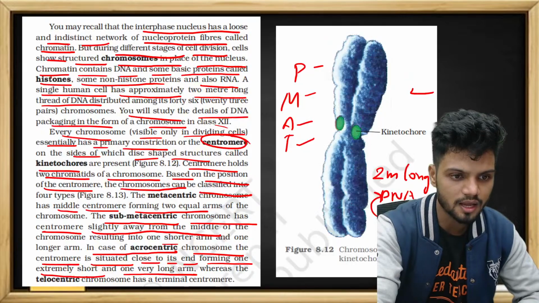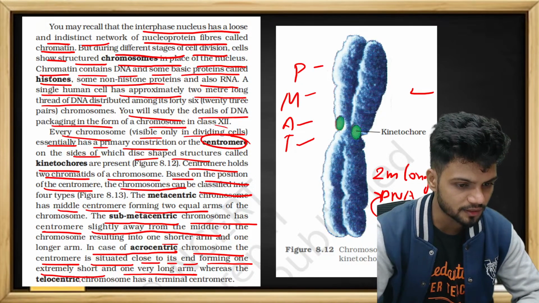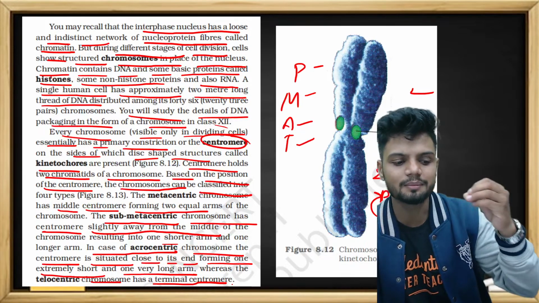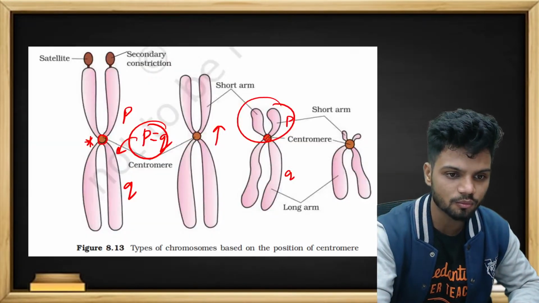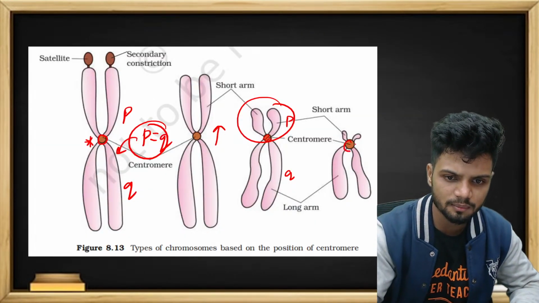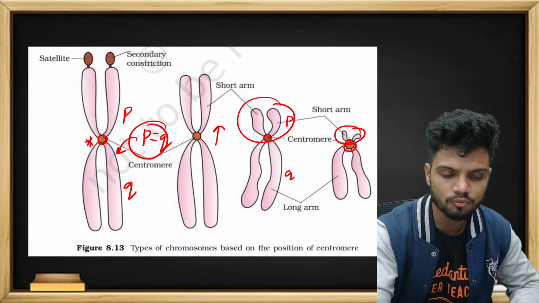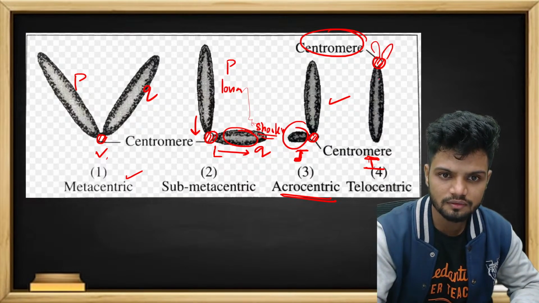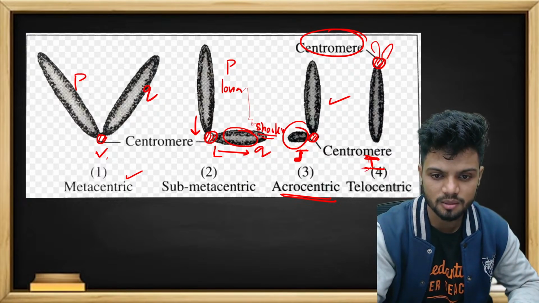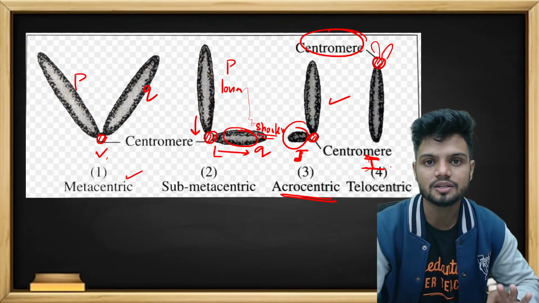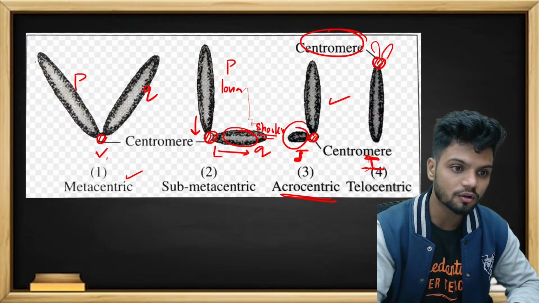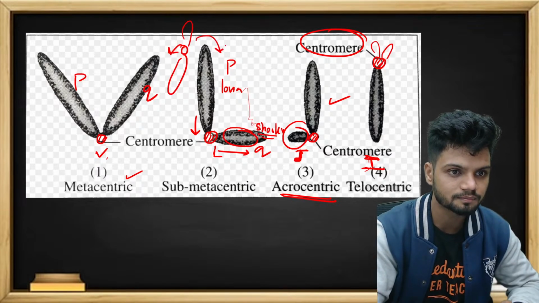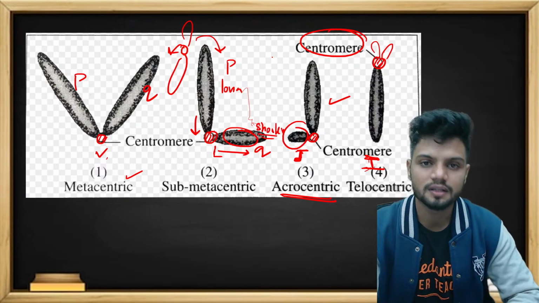Now, last one. Understand. Telocentric chromosome has a terminal centromere. One arm is completely missing in telocentric. In telocentric chromosome, can you see here? Extremely terminal. One arm is almost missing here. So telocentric is I shape. This is actually one chromatid. One chromatid is represented everywhere.